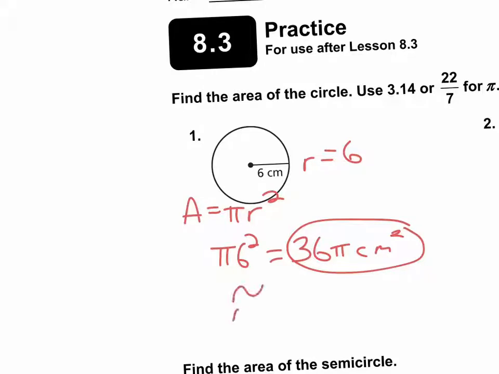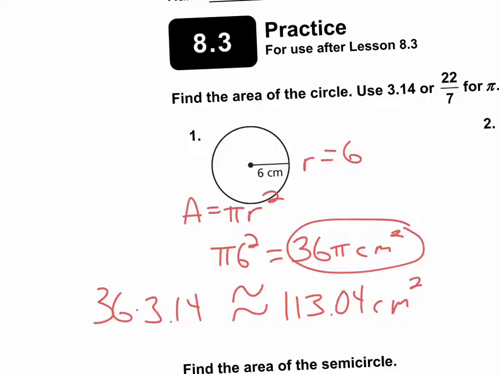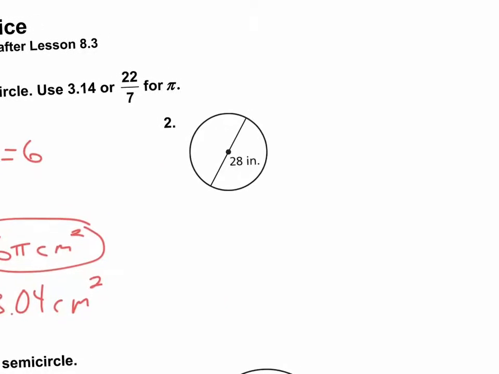Now to find my approximate answer, I take 36 times that 3.14 in my calculator. 36 times 3.14. The reason this is called your approximate answer, 113.04 centimeters squared, is because you're rounding. Exact answers you do not round. You leave the pi because pi technically goes on forever. That is why it's called exact when you have the pi there, approximate when you actually times it by that pi, or 3.14.